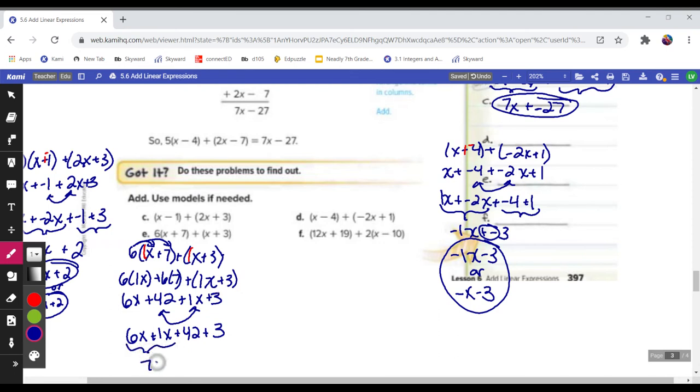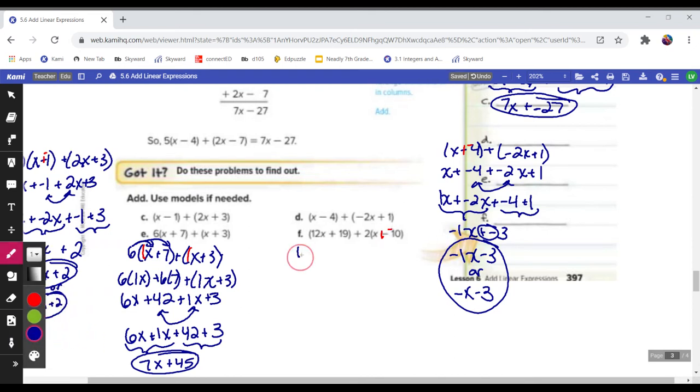6x and 1x gives me 7x plus 42 plus 3 is 45. All right, letter F. The quantity 12x plus 19 plus 2 times the quantity x minus 10. I'm going to go in and add, make it a negative 10. So I have the quantity 12x plus 19 plus 2 times quantity x plus negative 10.